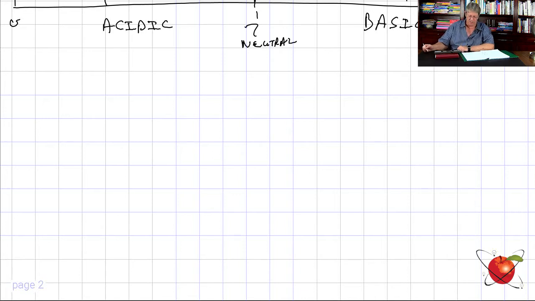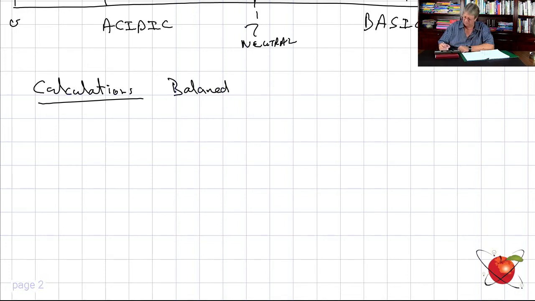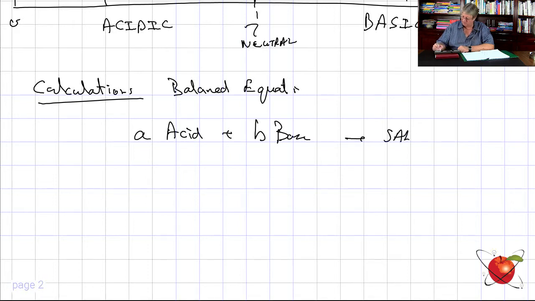How do we do titration calculations? So how do we do the calculations? Always start with a balanced equation. Always. And let us say we have a moles of acid plus b moles of a base going to give us our salt plus H2O. What you come to is at the end point.